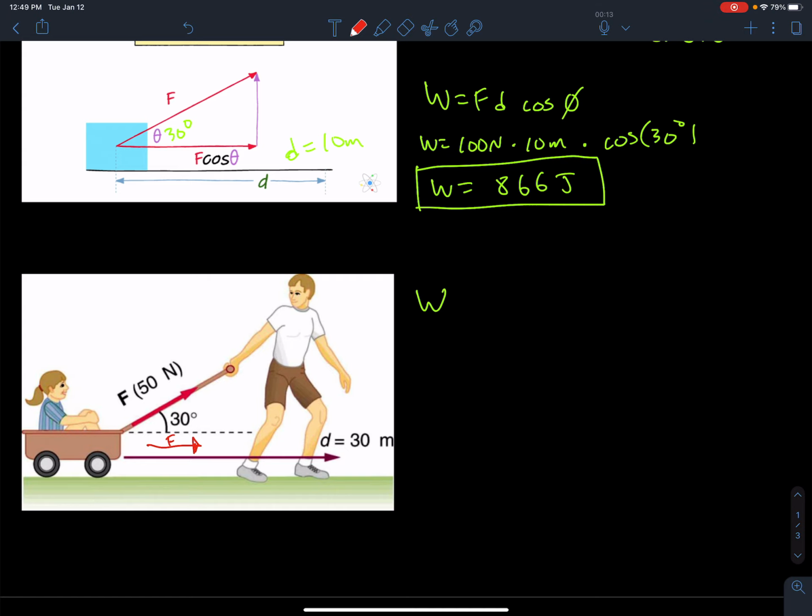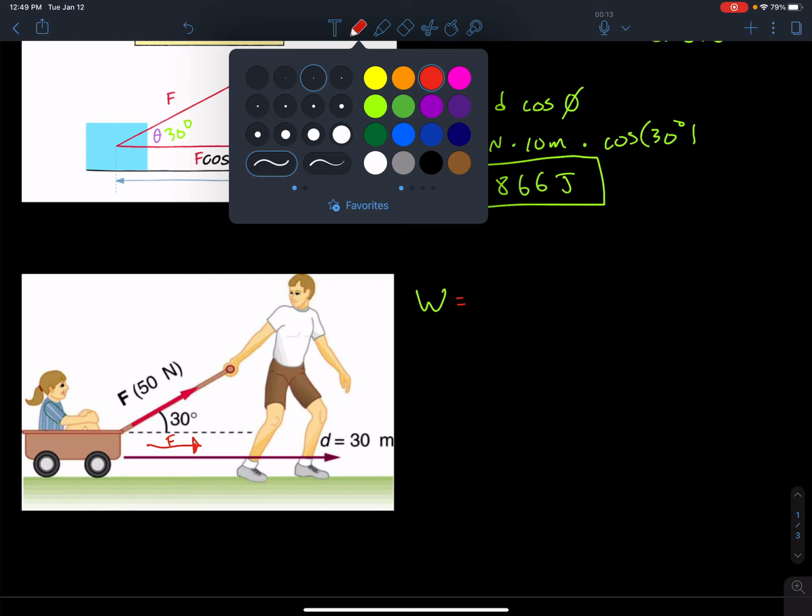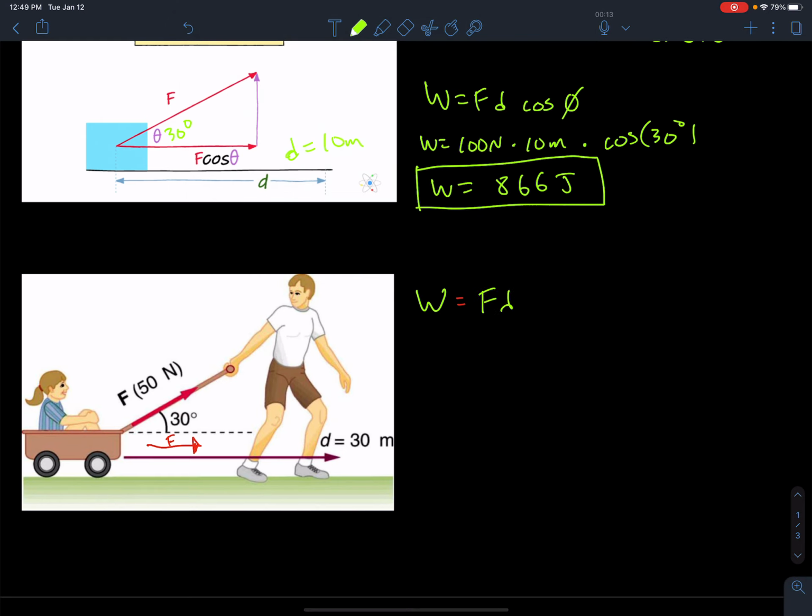So work is going to be equal to F D cos theta, as we said at the top. So work in this case is going to be 50 newtons times 30 meters times cos of 30 degrees. And what does that give us? So let's just work this out.